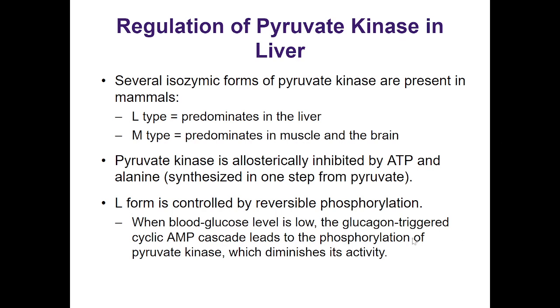So the L form, this is going to be controlled by reversible phosphorylation. When blood glucose level is low, the glucagon-triggered cyclic AMP cascade is going to lead to the phosphorylation of pyruvate kinase, which diminishes its activity. And you can start seeing where these are connecting to our other pathways. Remember where we talked about the receptors and glucagon reception and how that changed the kinase activity through phosphorylation and did that cascade? Okay?